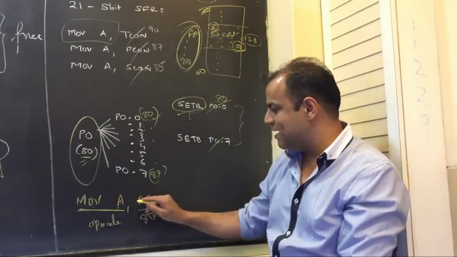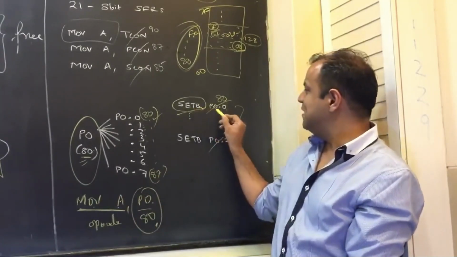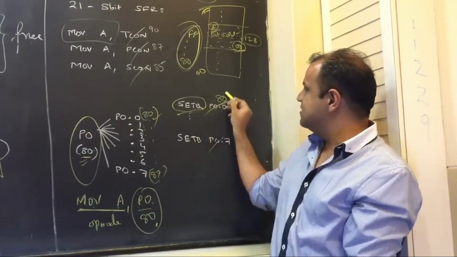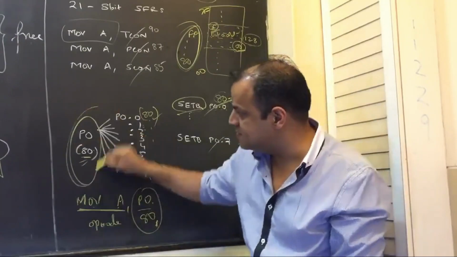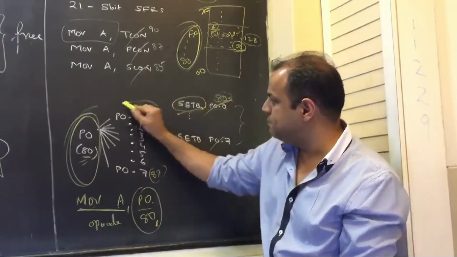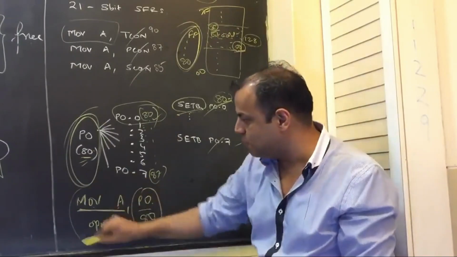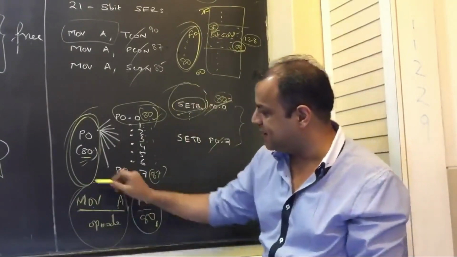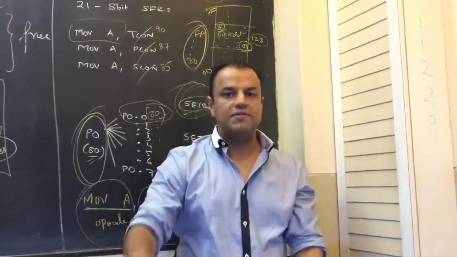When I write MOV A, P0, the assembler substitutes 80 for port 0. When I write SETB P0.0, the assembler again substitutes 80. But there is a difference between this 80 and this 80. This 80 means the whole port 0. This 80 means bit location port 0.0. How do we know which 80 we are talking about? The instruction clearly indicates this is a byte operation, this is a bit operation. That's it. That's what I wanted you to know about SFRs.